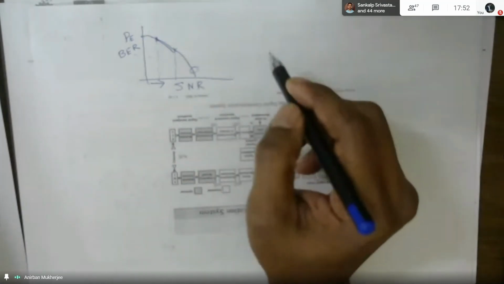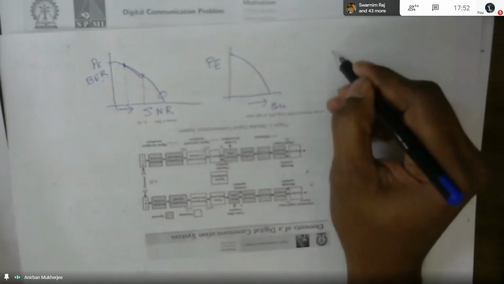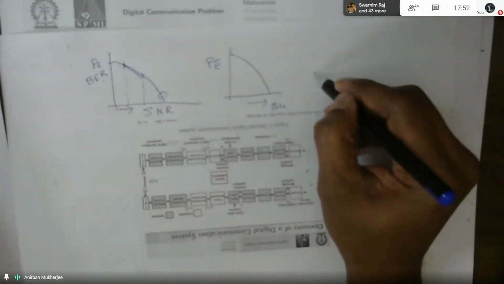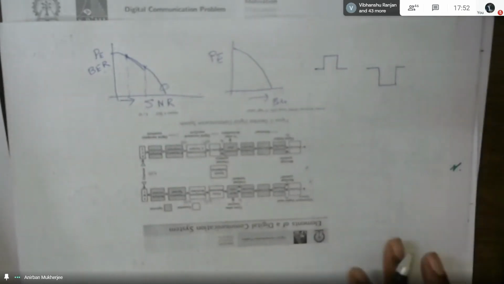Sometimes we say no. What I will do, that means I will reduce the probability of bit error, PE, but I will transmit more number of bits. Transmit more number of bits means you need more bandwidth. Okay, more bandwidth. Say I am sending you, I am just giving an example, say this is my 0 and this is my 1. Okay, this is a sharp transition. Can you see this? So this is your logical 0 and this is your logical 1.